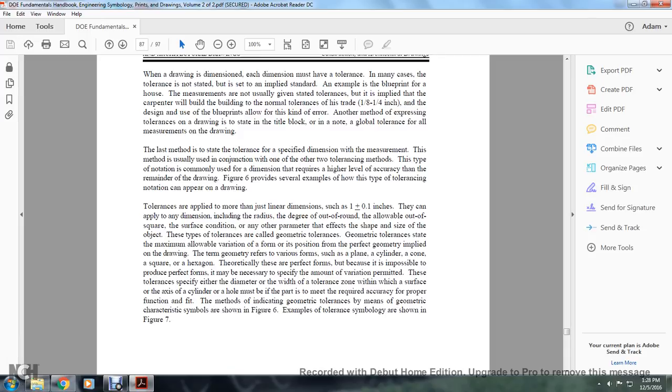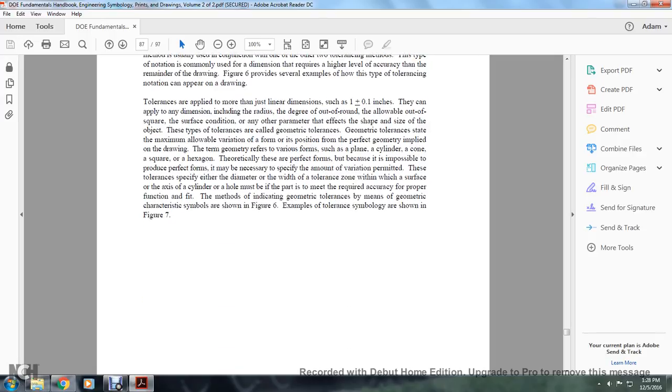These tolerances specify either the diameter or width of the tolerance zone within the surface of the axis, the cylinder hole, but it must be in part as meeting the required accuracy of the proper function and fit. The method of indicating geometrical tolerance means that the geometrical characteristic symbols are shown in Figure 6. An example of tolerance symbology is shown in Figure 7.